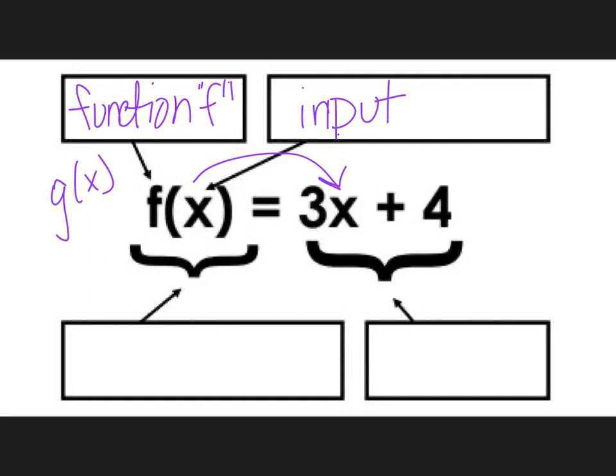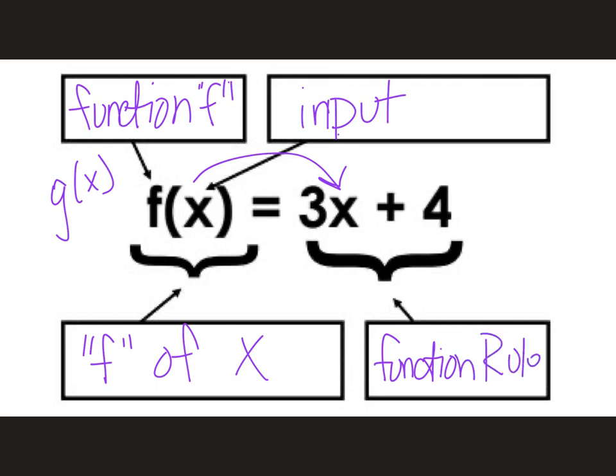The way we would read this, as I already said, this would be f of x. So what function of x would we get back? And this piece is called the function rule. This is the machine that does the work. So that's the math part of it. So again, f of x is the function, and the rule itself is 3x plus 4, and we read it f of x.